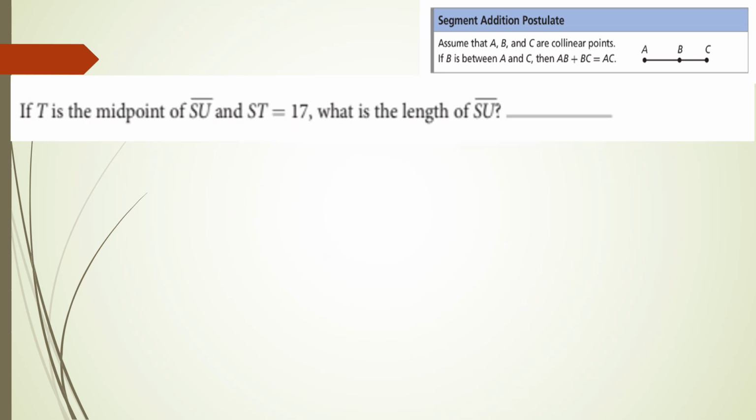So here it is written, if T is the midpoint of SU and ST equals 17, what is the length of SU? So let's see, there is a line segment with the endpoints S and U, and T is the midpoint. T is the midpoint means that ST and TU should be equal to each other. This says, what is the length of SU?